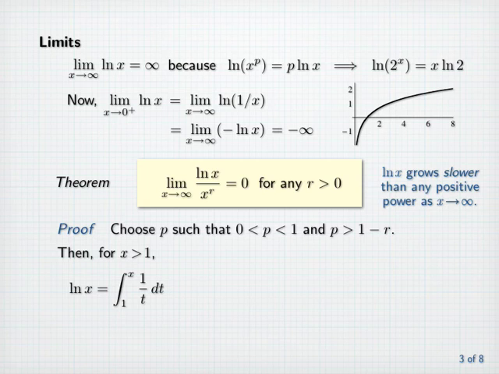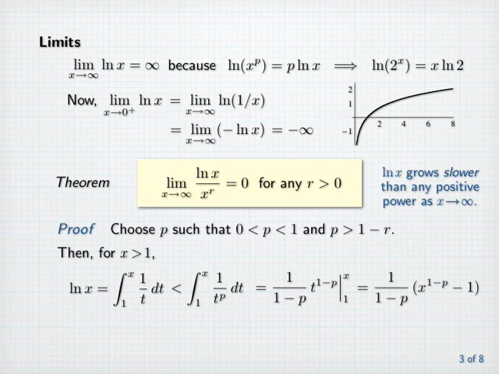That means that 1 over t is less than 1 over t to the pth power, and so the integral from 1 to x of 1 over t dt will be less than the integral from 1 to x of 1 over t to the pth power dt. Now let's evaluate this integral. t to the minus p power gives us 1 over minus p plus 1 times t to the minus p plus 1 evaluated from 1 to x, which is 1 over 1 minus p times x to the 1 minus p, minus 1.